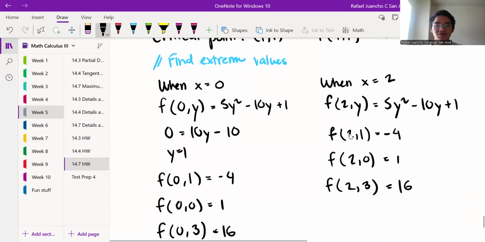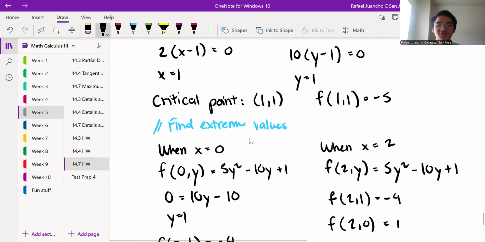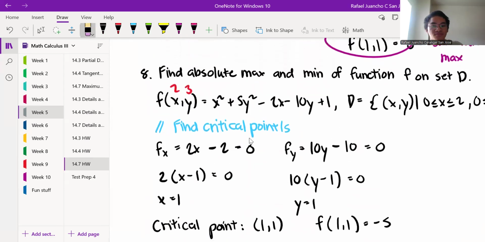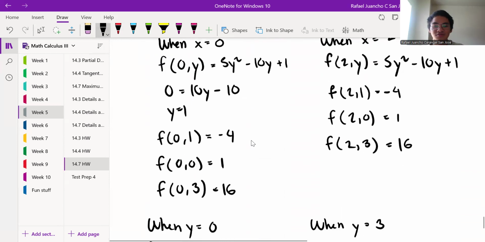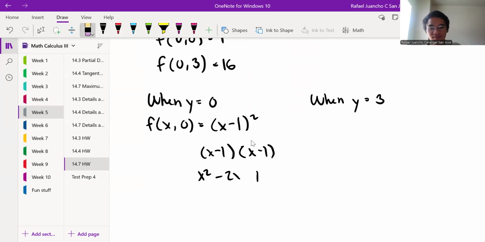When y is 0, we actually get a function where we're trying to find x when y is a fixed constant, which is 0. So when y is 0, x is nothing. So this is 0, 0, gone. We have x squared minus 2x plus 1. And funny enough, that is a perfect square. X squared minus 2x plus 1, that's just x minus 1 squared. Let me just double check, just to see if I'm not messing anything. Okay, I'm not messing anything.